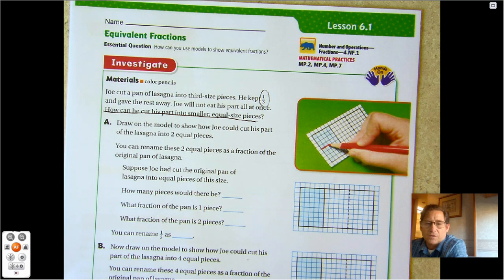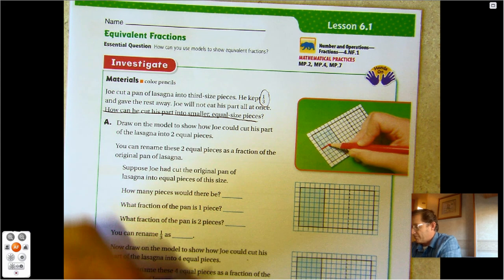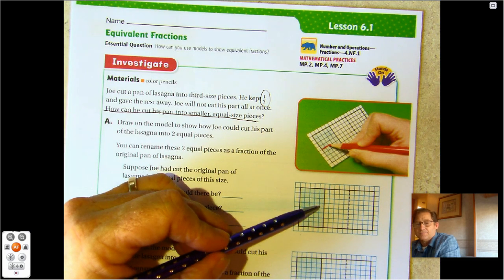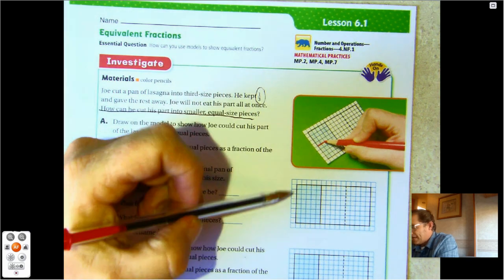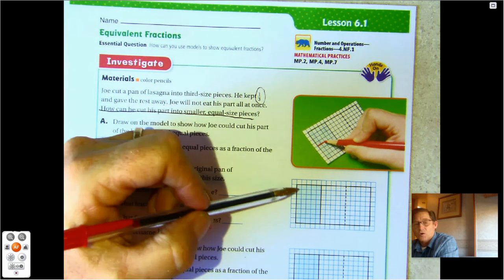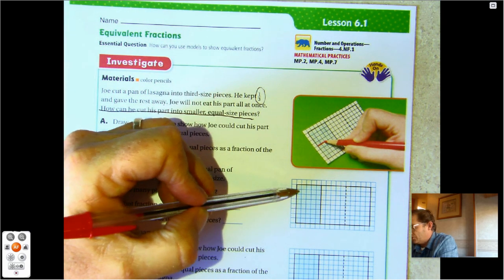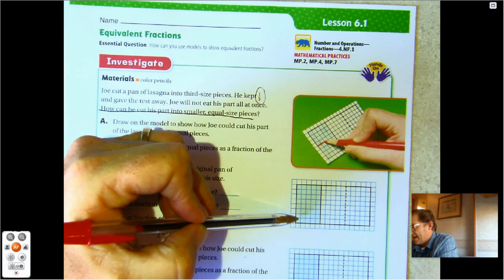So draw on the model to show how Joe could cut his part of the lasagna into 2 equal parts. And it says we can rename these 2 equal pieces as a fraction of the original pan of lasagna. Well, the original pan was 1/3. So how many rows are in this 1/3? 1, 2, 3, 4, 5, 6, 7, 8.